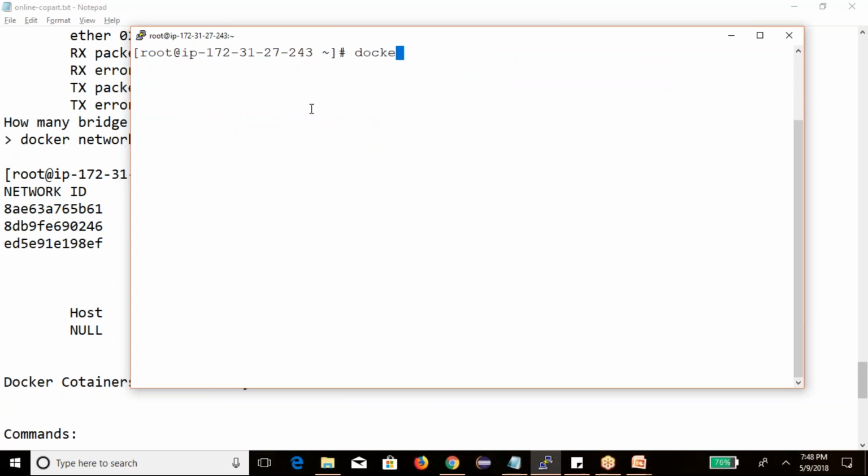Okay, so now I am going to run docker run -itd ubuntu, that's all.